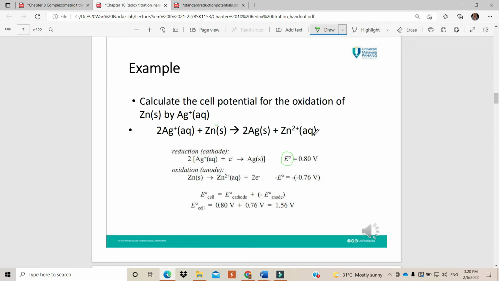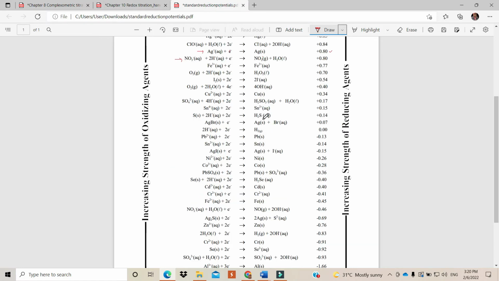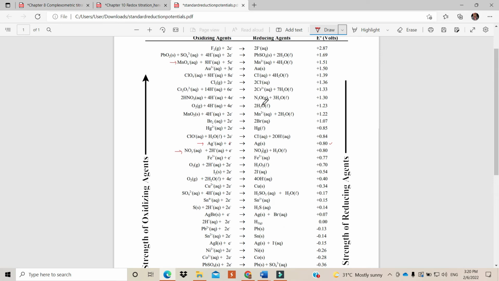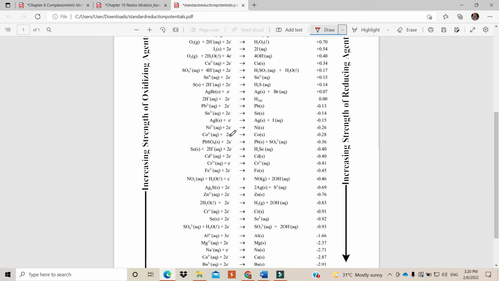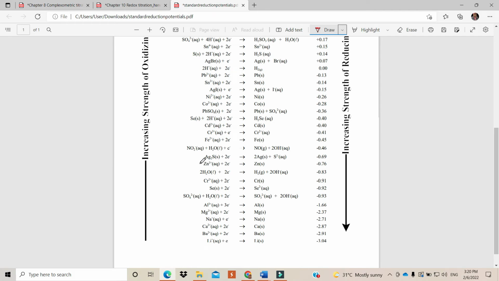Daripada kosong dia makin positif. Makin positif maksudnya dia hilang elektron, lose electron. So zinc, okay, how to come up with this? Kalau you tak ingat, maksudnya kena tengok dekat standard reduction potential lah untuk zinc. Okay, of course when it is reduction, dia akan terbalik lah. Okay, find the zinc. So this one is for reduction of zinc ion. Zinc 2 plus 2 electron become zinc solid. So this one is reduction.